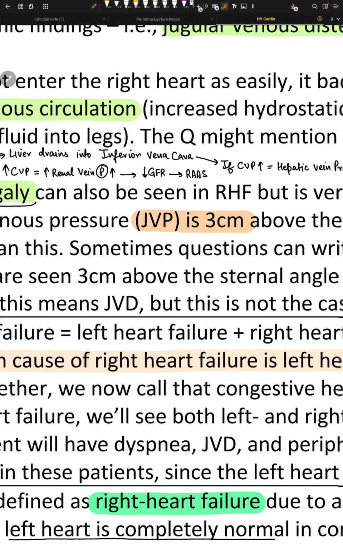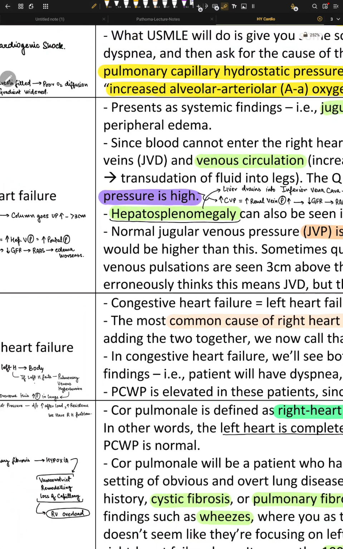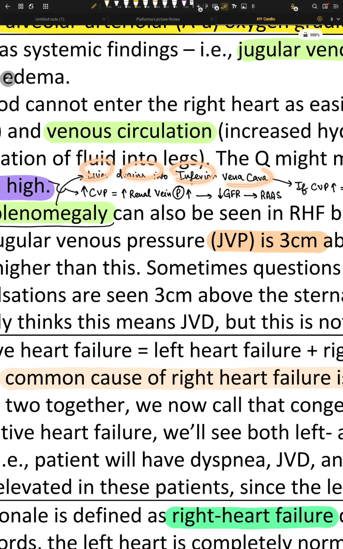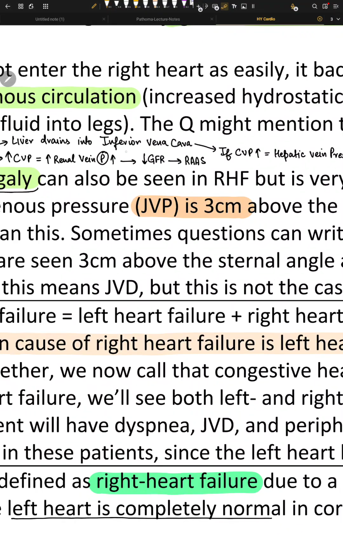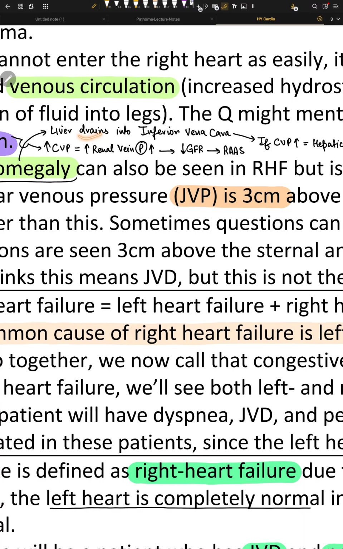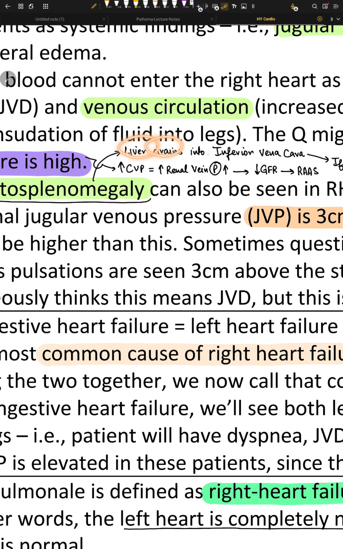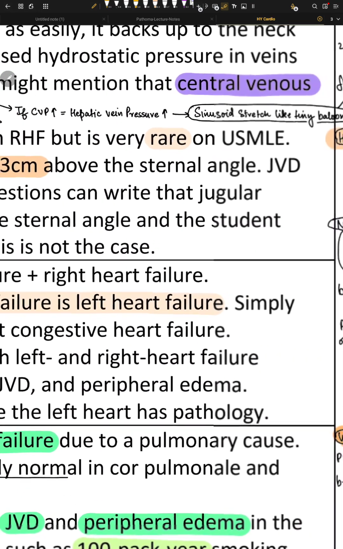Okay, simple stuff. Another thing is that we have hepatosplenomegaly. We have increased size of liver and spleen because the liver drains into the inferior vena cava, right? Now, if our central venous pressure is up, the draining system will not work very well. So if CVP is up, hepatic vein pressure will be up as well, because the liver is not able to drain into the inferior vena cava well, because the CVP is way up.